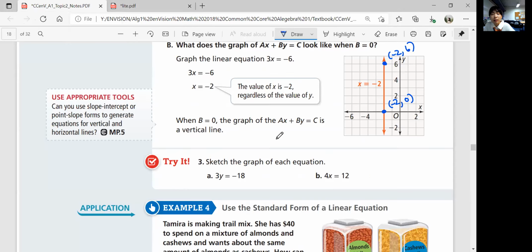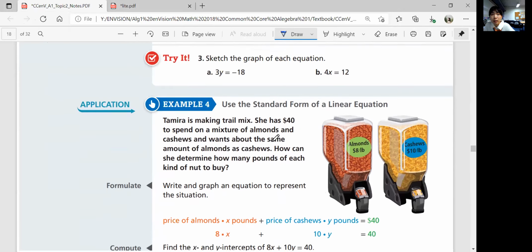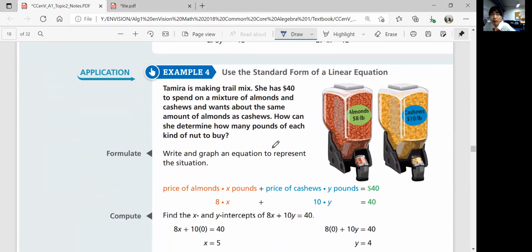Okay, let's look at example 4. Use the standard form of a linear equation. Now let's use it in a real life situation. Tamira is making a trail mix. She has $40 to spend on a mixture of almonds and cashews and wants about the same amount of almonds as cashews. How can she determine how many pounds of each kind of nut to buy? Right? They want the same amount. That's when you want to use the standard form because you have a constraint of the total amount, right?